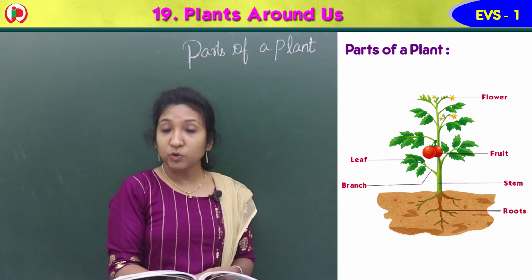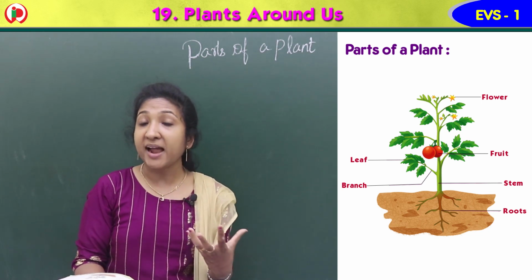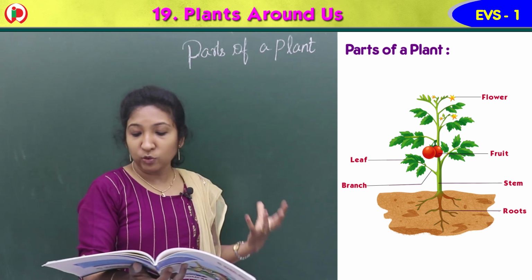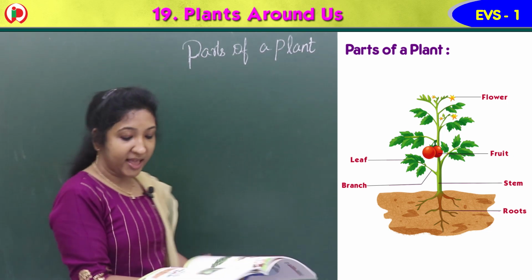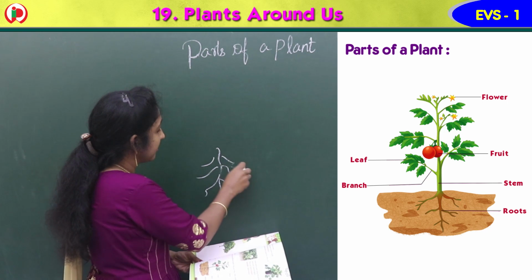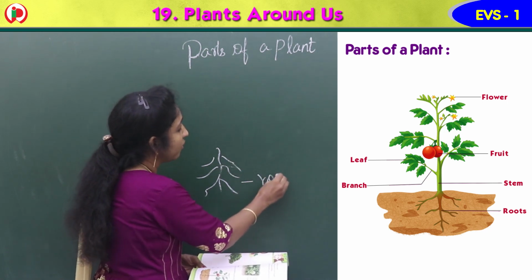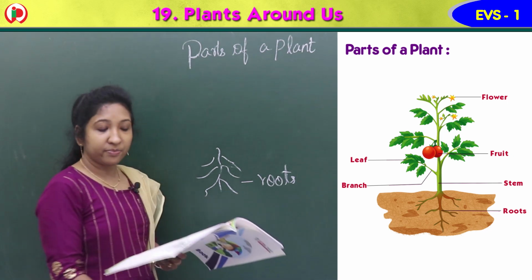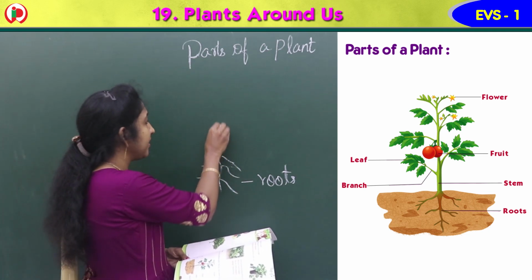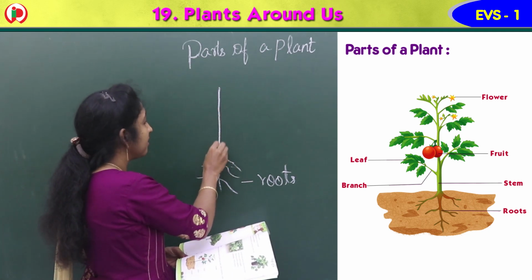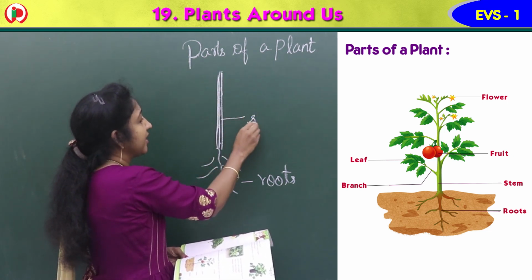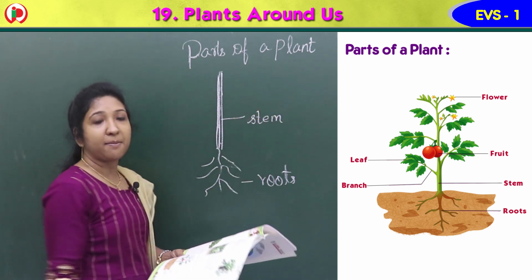They are roots. What are the roots in the plant? See the image, children. Yes, there you can see roots underground. Some roots you can see, isn't it? These are roots, R-O-O-T-S, roots. Then stem. See this stem, the middle thick part. This is the stem of the plant, S-T-E-M, stem.